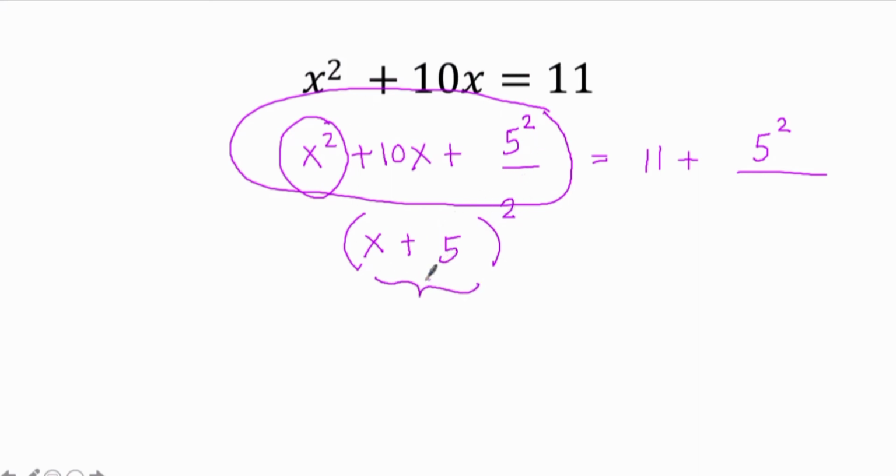So we have taken care of the left side. We go to the rest of the equation. So equals 11 plus 5 squared. What is 5 squared? 25 plus 11, that's 36.